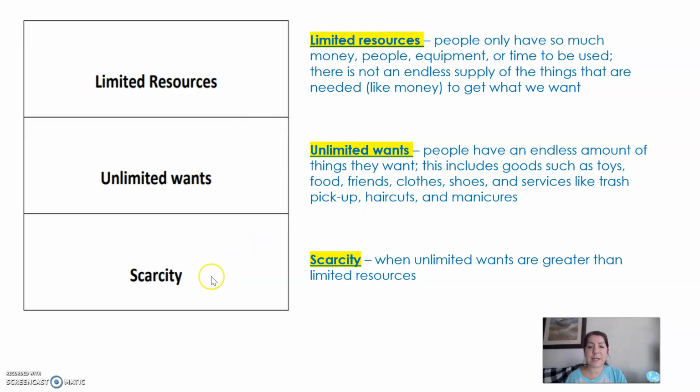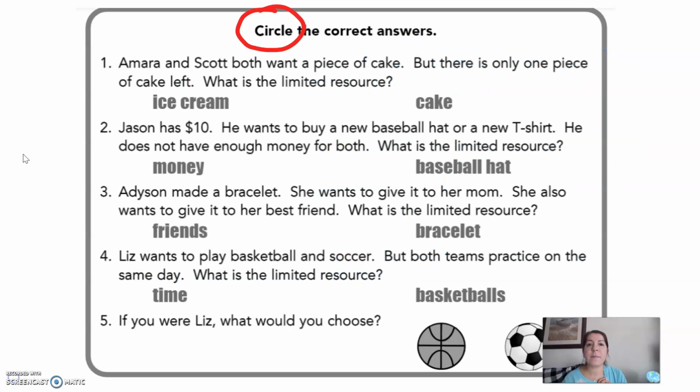And then we move down to scarcity, which is kind of what we've been talking about this week. And this is basically when all of the things that we want are greater than the resources that we have. So we may want all of the toys, all of the clothes, all of the time, but we just don't have the resources to make that happen all the time. So with that being said, we're going to move on to our next slide for the next activity.